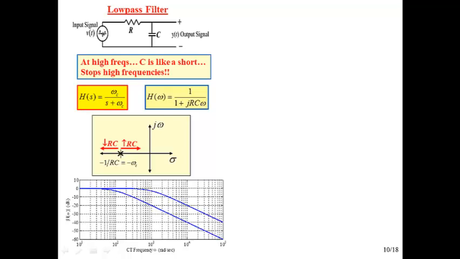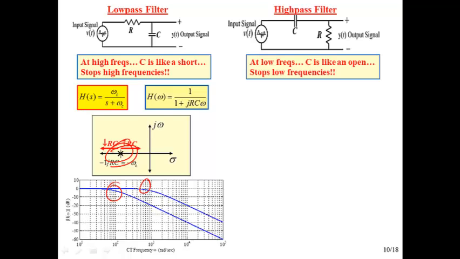One thing that we've seen is that by moving this pole back and forth, we can move our cutoff frequency. For the high pass filter, again, at low frequencies the capacitor is like an open, so this is just broken and no voltage can get to the output, so it stops low frequencies. And at high frequencies it's like a short, and so in that case you're connecting the voltage directly to the output, and so you have a perfect passing of the high frequencies.